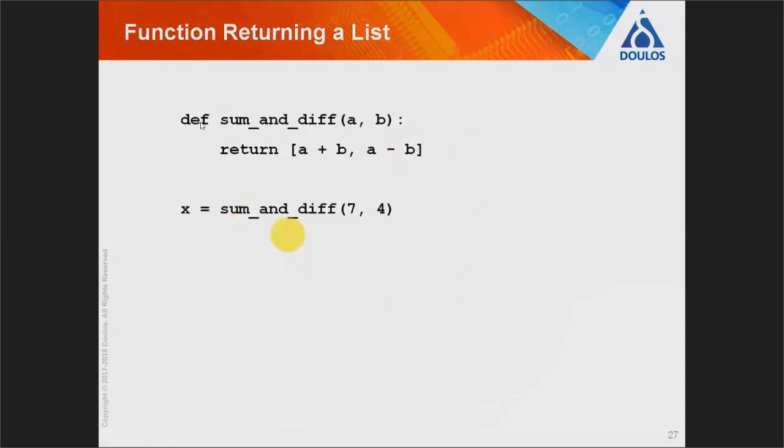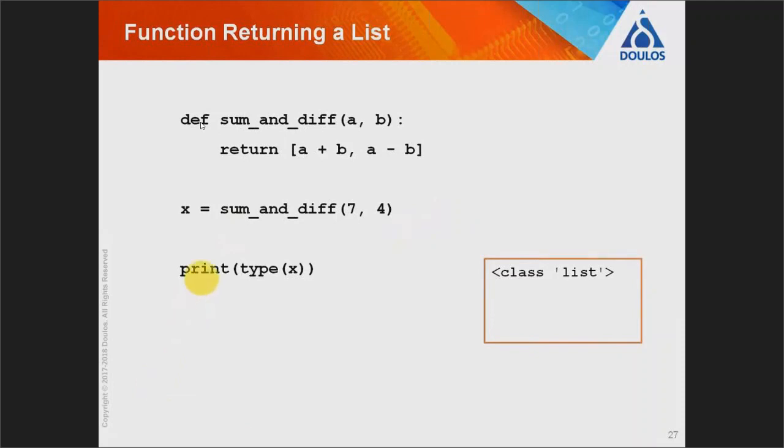Then we're calling this function, sum_and_diff, within an expression, passing in two arguments. So a gets bound to 7, b gets bound to 4. sum_and_diff executes and returns a list. That list is an object, and the variable x gets bound to the object returned from the function call.